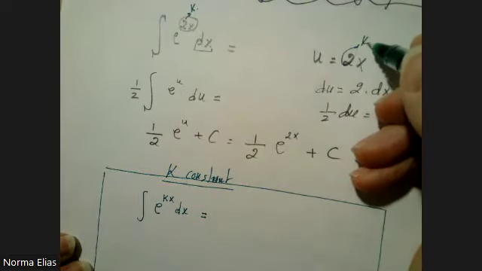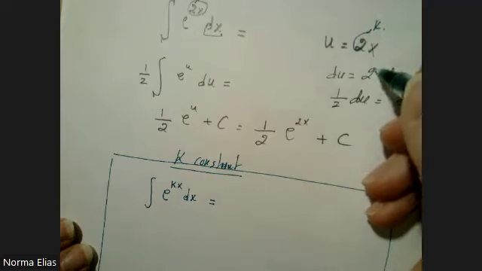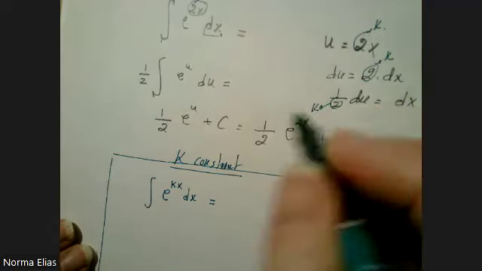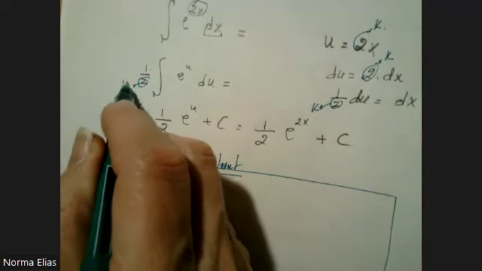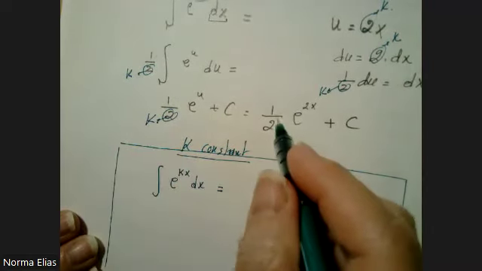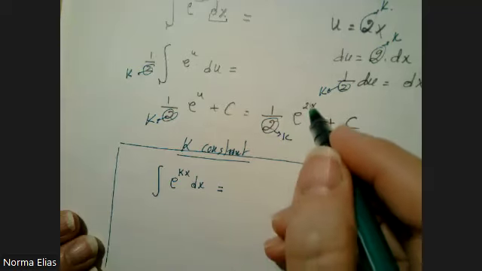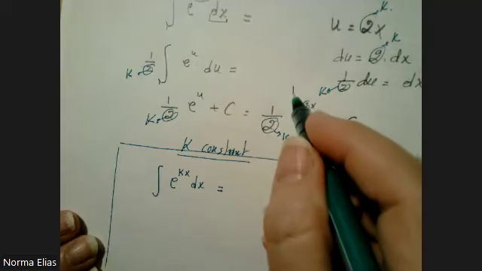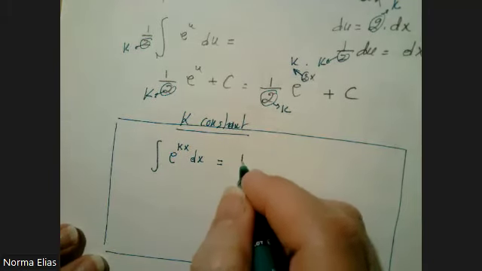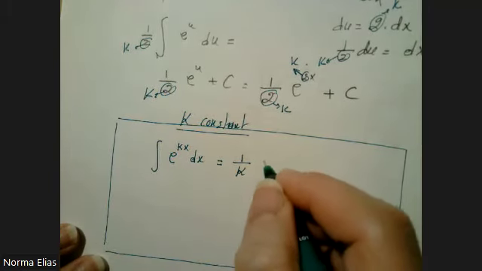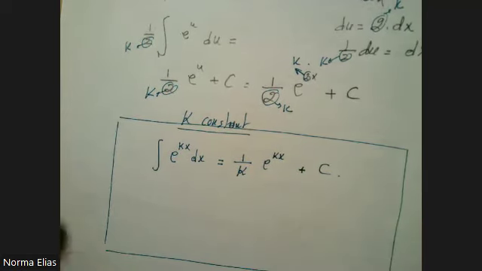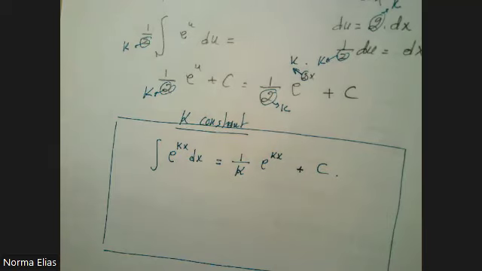Instead of 2, I have a k. So I repeat verbatim. As long as k is a constant, I can absolutely repeat myself here. I have a k, and here I have a k. So the antiderivative of e to the kx, k is a constant, is 1 over k e to the kx plus c. Antiderivative that you can use starting today.